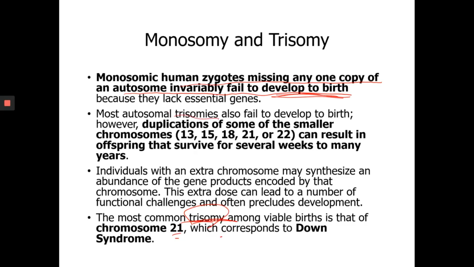But if you have trisomies, because you have an extra copy, right? So you may have overexpressed types of proteins. So sometimes the offspring can survive, from several weeks to many years. So in the case of Down syndrome, people can survive a lot longer. Right? Now, usually the extra copies of chromosomes happen to these particular types of chromosomes, 13, 15, 18, 21, and 22.